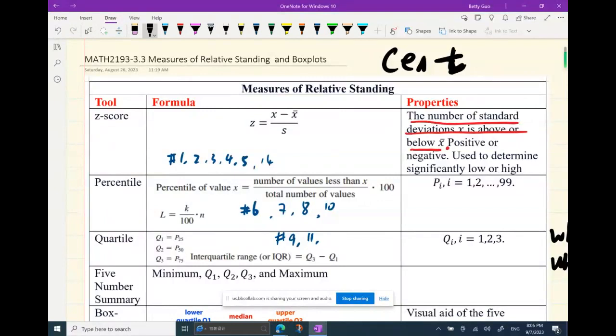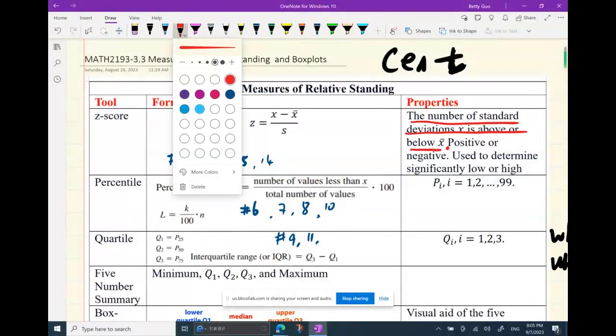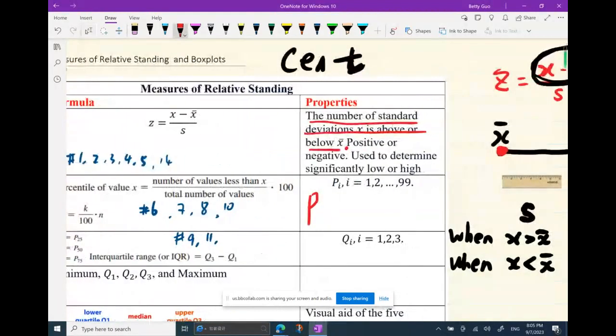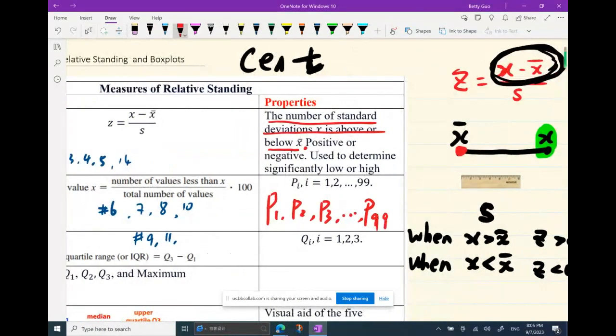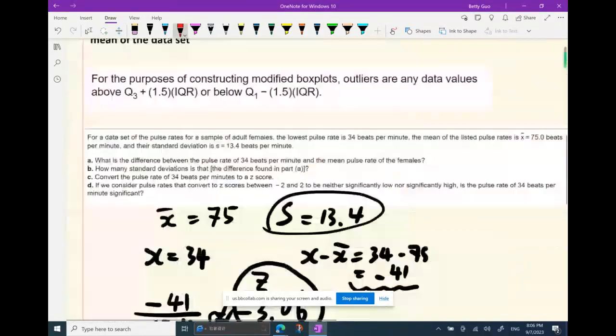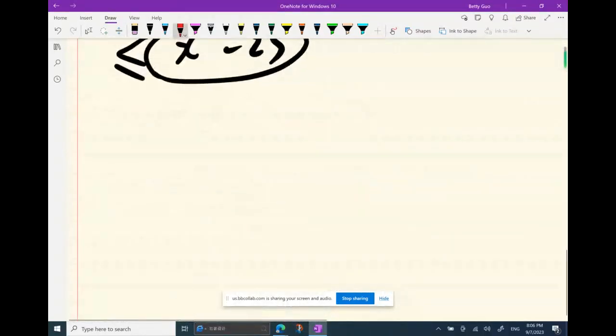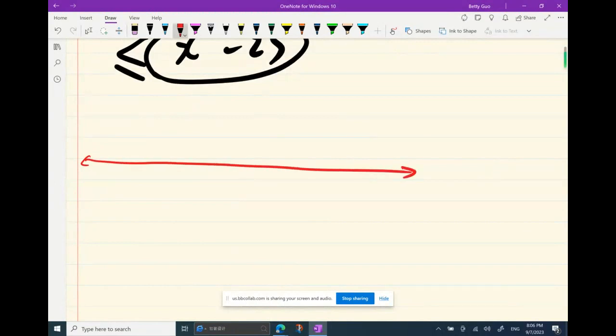Whenever we say percentile, we refer to those values: P1, P2, P3, all the way to P99. Okay, let me explain what they are. When we say percentile, we refer to those 99 values. How do they help us to understand the relative standing? Let's say we have a sample, a data set. We put all the data on the real number line. We have many of them.